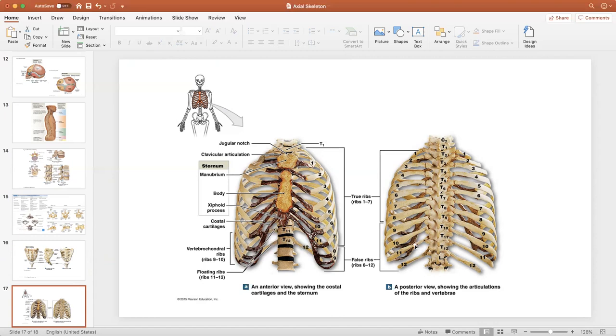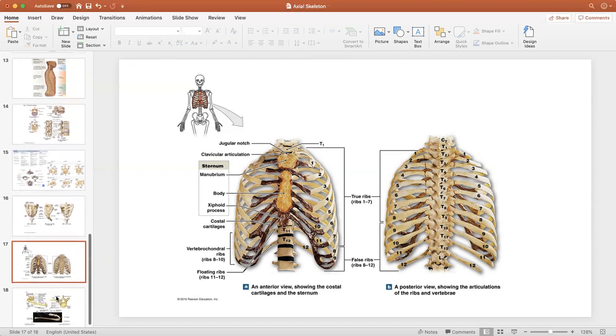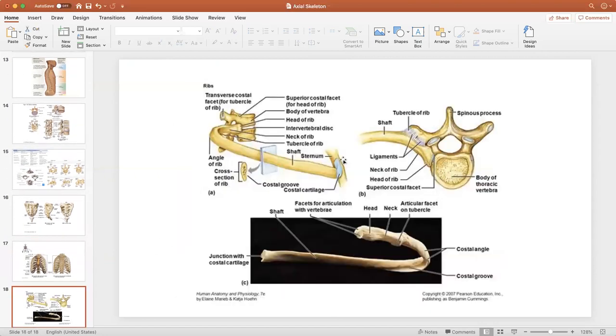You can see better on the back here. They just don't have cartilage. They don't attach, they just float. 11 and 12 are floating ribs. And then last slide here, we can see the structure of the rib. We have the head and the neck. The head attaches into the vertebral body here. We have the neck and then the tubercle of the rib, which attaches to the transverse process of the spine.